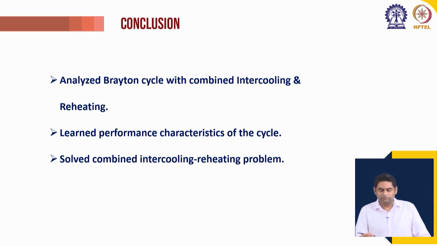So, we conclude by summarizing what we have learned today. We have analyzed the Brayton cycle with combined intercooling and reheating, learned the performance characteristics of this cycle and how they compare with other similar cycles, and solved a combined intercooling and reheating problem and compared the obtained performance values, efficiency and net work output, with those of the other cases, okay, and seen that the efficiency is the lowest, but the work output is the highest among all the cases discussed till now.